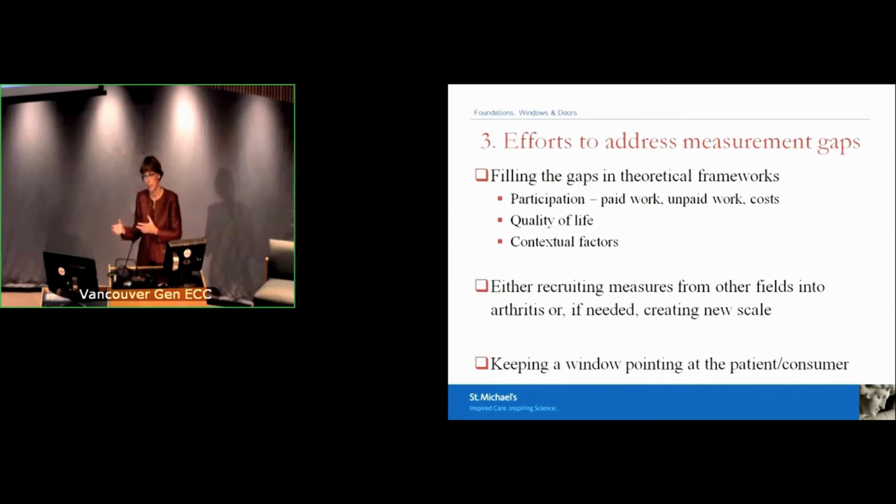Either we need to recruit measures from other fields and bring it into some of our chronic diseases like arthritis, or sometimes we need to create new scales to fill the gap. And always keeping a window pointing to the patient or the consumer as really an important source of what we need to be able to measure.